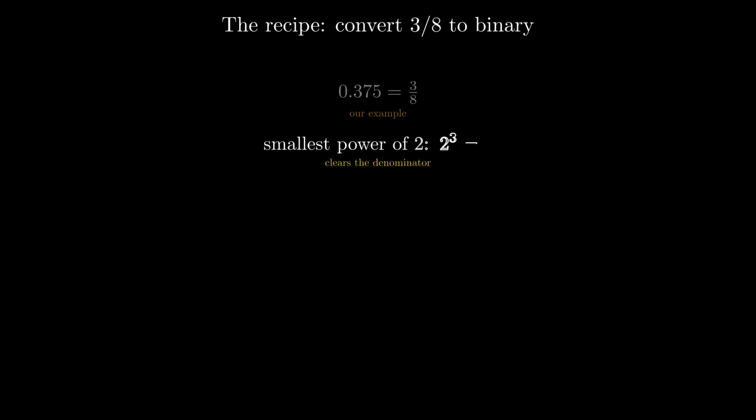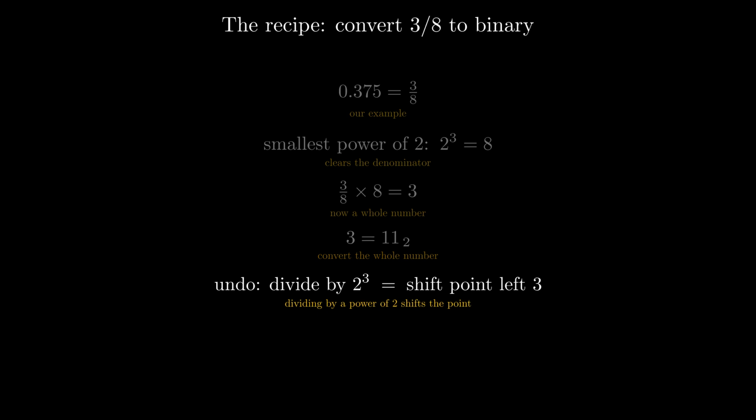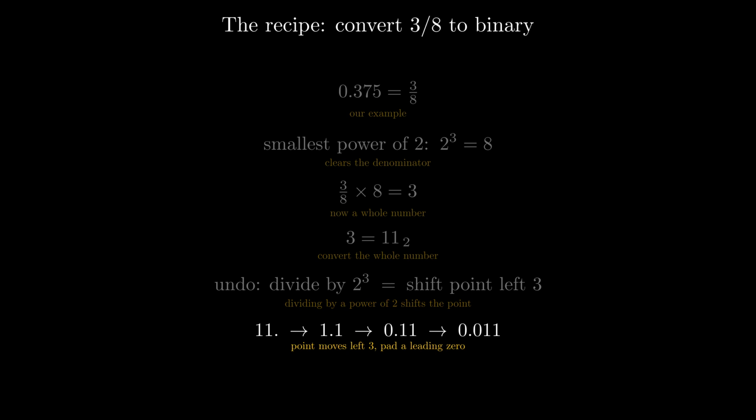For 3/8, multiplying by 8, which is 2 to the power 3, clears the denominator. 3/8 times 8 equals 3. Now we have a whole number, and we already know how to write a whole number in binary. 3 is 11 in base 2. But that 11 stands for 3, and we multiplied by 2 to the power 3 to get here. To undo that, we divide by 2 to the power 3. In binary, dividing by a power of 2 just shifts the point. Starting from 11 with the point right after it, move the point left 3 places, padding with a leading 0, and we get 0.011.